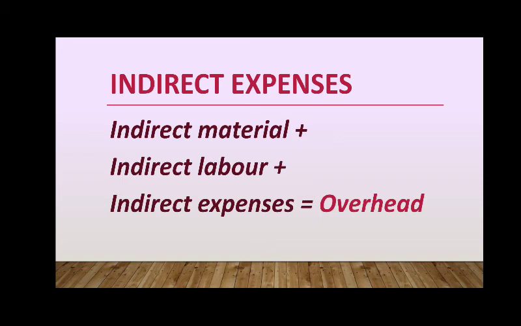Next one is indirect expenses. It refers to all the expenses that are incurred by the organization to produce a product, like power used for production. So together this indirect material, indirect labor and indirect expenses, we call it an overhead.